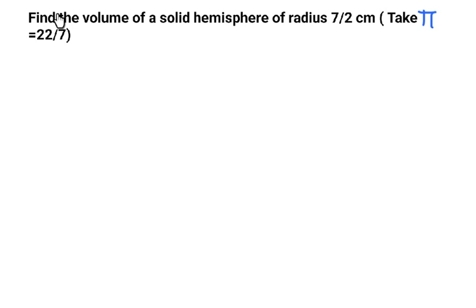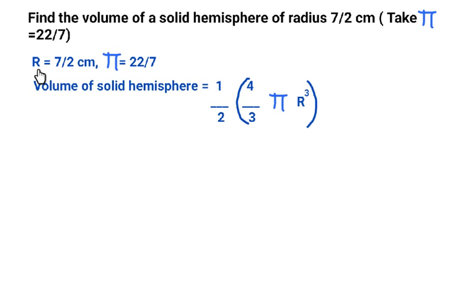Volume of a solid hemisphere. Find the volume of a solid hemisphere of radius 7/2 cm. Take pi as 22/7. We have r, the radius, equals 7/2 cm and pi equals 22/7.